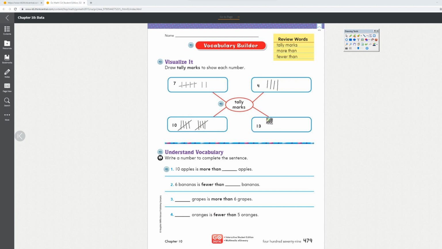Now for 13, we want to start with 10. So we do 4 with the line across, which is 5. We do it again, giving us a total of 10. And then we add 3 more. And that's how we got 13 tallies.